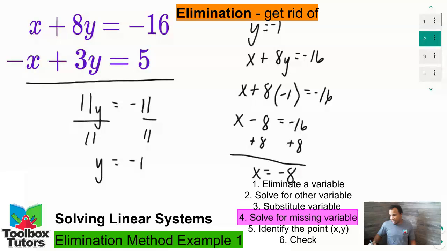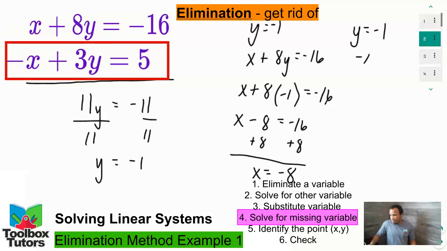Now, I bet a couple of you are wondering, why did you choose the top equation? Could you have done the same thing with the bottom equation and still gotten the same answer? Let's try it and see. So we keep y equals negative 1, but here we're going to put negative x plus 3y equals 5. Negative x will stay the same, plus 3 will stay the same, but instead of y, we're going to put negative 1 equals 5. Got kind of close there, but we'll fix it.